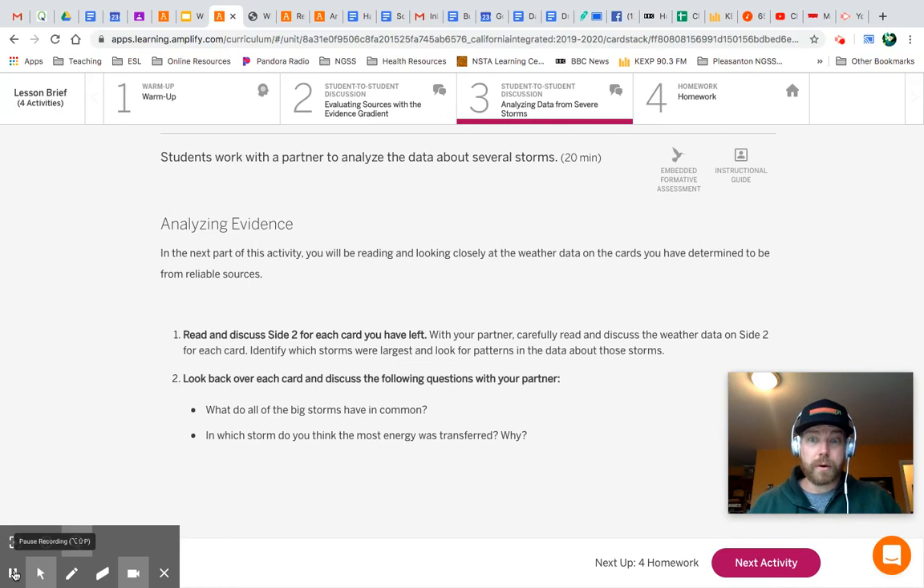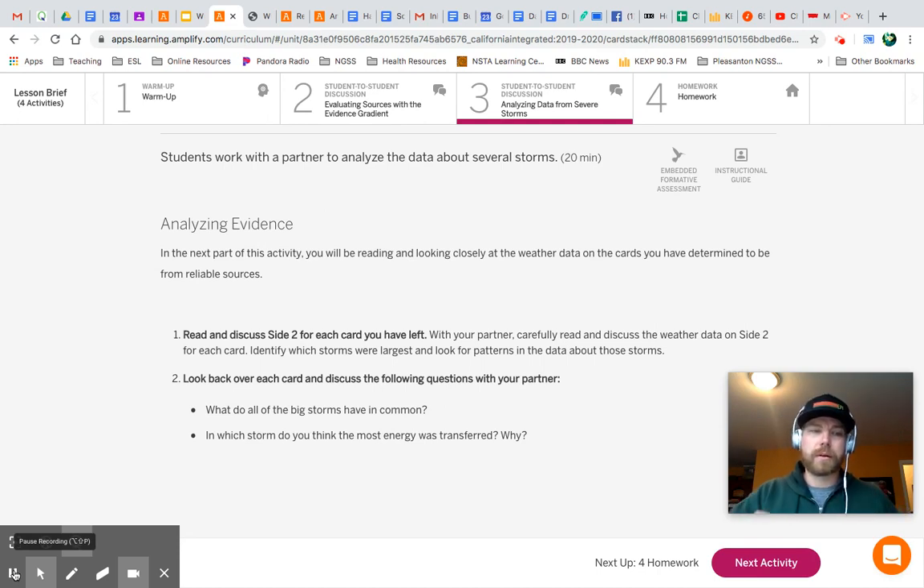And now for activity 3. So we have evaluated each of our pieces of evidence, and we've said which ones we think are more reliable, which ones we think are less reliable. What I want you to do is, the ones that you think are reliable, we're going to focus on those right now. The ones that you think are maybe less reliable, go ahead and just set those aside.